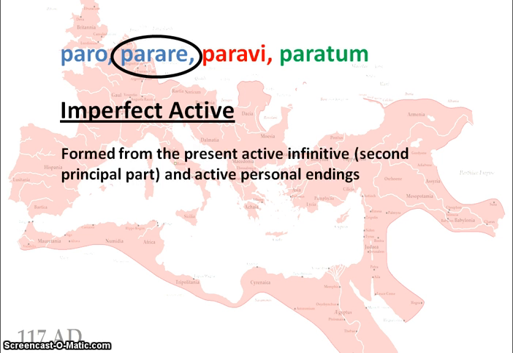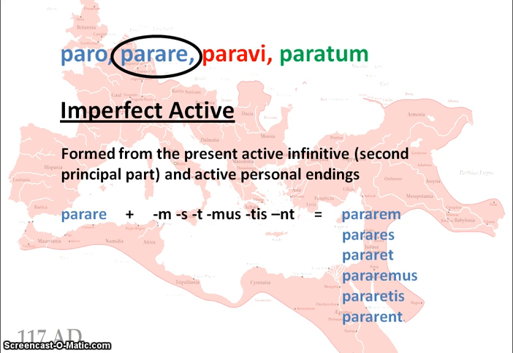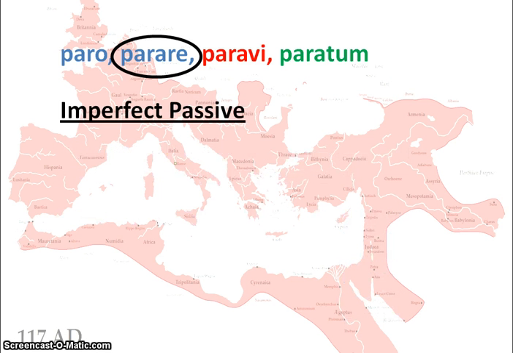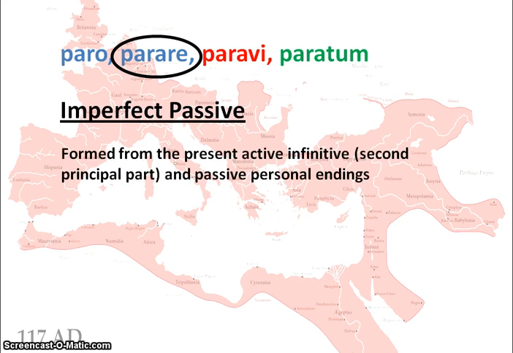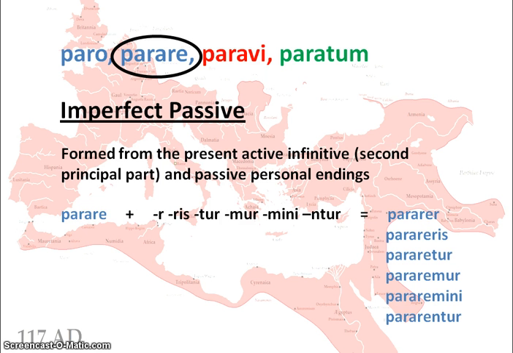Now to this we add the active personal endings, so we add m, s, t, mus, tis, nt, and get pararem, parares, pararet, so it's actually nice and straightforward. Now the imperfect passive subjunctive is also nice and straightforward. We use the same principal part, the second principal part, but instead of adding the active personal endings, this time we add the passive. So instead of m, s, t, mus, tis, nt, we add r, ris, tur, mur, mini, ntur to get pararer, parareris, pararetur, and so on.